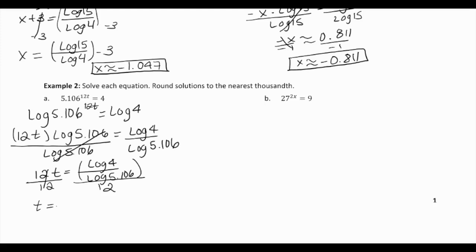So t equals log of 4 over log of 5.106 divided by 12. And once we plug that in our calculator, t is approximately 0.071.